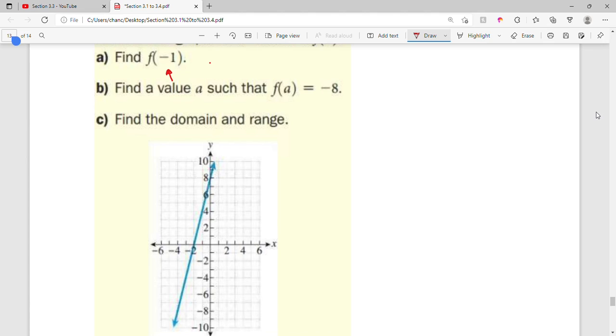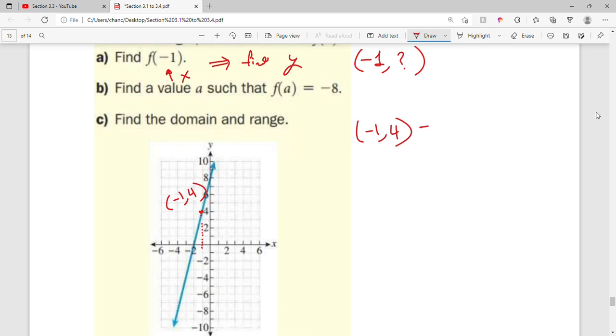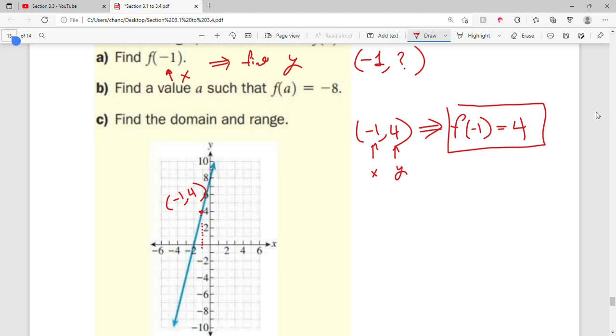Now again, for part A, we are given x. I want you to find the y. So we're looking for a point on the graph that's negative 1 comma something. If you look at negative 1 for the x and cross it with the graph, this is the point negative 1 comma 4. That's on the graph. So since negative 1 comma 4 is on the graph, that implies, since this is x, this is y, f of negative 1 equals 4. So that's it for part A. The x is the input, the y is the output, or the answer of f of negative 1.